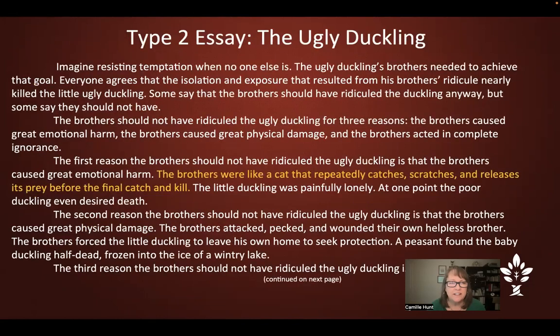So here's how it looks in the essay. We'll go down to the first reason paragraph. The rest is copied from the previous week. Here's the first change. The first reason the brothers should not have ridiculed the ugly duckling is that the brothers caused great emotional harm. The brothers were like a cat that repeatedly catches, scratches, and releases its prey before the final catch and kill. The little duckling was painfully lonely. At one point, the poor duckling even desired death. And now we understand those next two sentences better because we see how these brothers are being mean like a cat.